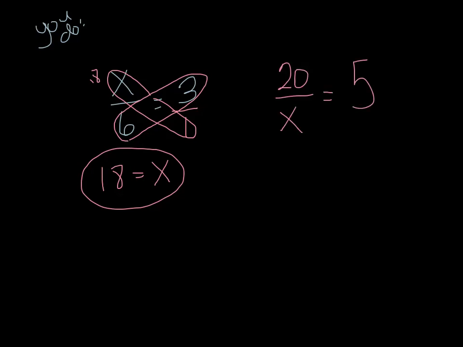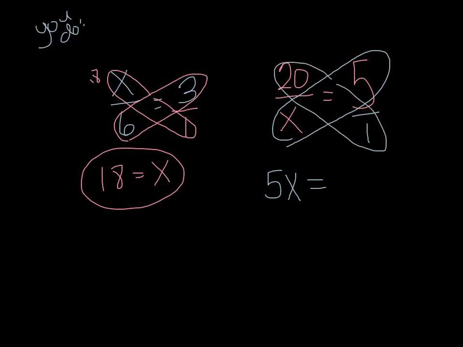And let's try another one. 20 divided by x equals 5. Go ahead and pause the video, push play when you have an answer. All right, let's see how you did. So you have 20 divided by x equals 5. Step 1, change it to a fraction. There, it's done. Step 2, multiply the crosses. 5 times x is going to be 5x. And 20 times 1 is going to be 20.